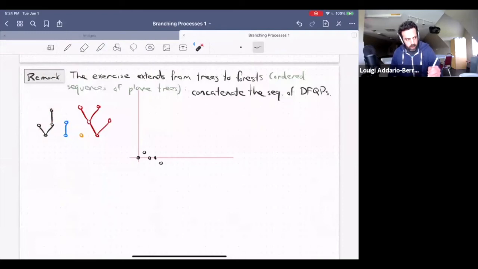Okay, now we're gonna do the process for the blue tree, so I'll draw it in blue. The first step, one child, so we have value zero, then zero children, value minus one. For the yellow tree, we just instantly see zero children, we go down by one. And then for the red tree, we go up by one, up by another one, and then down three times.